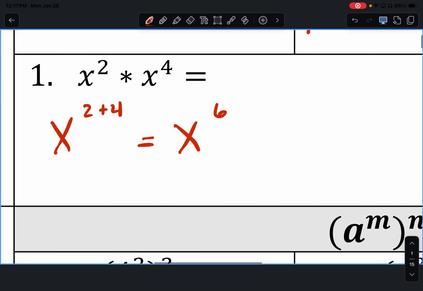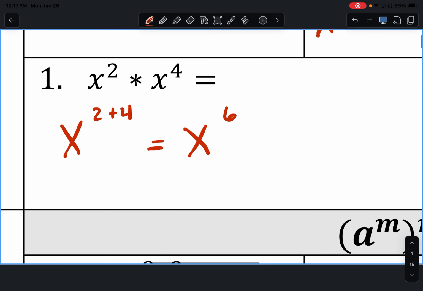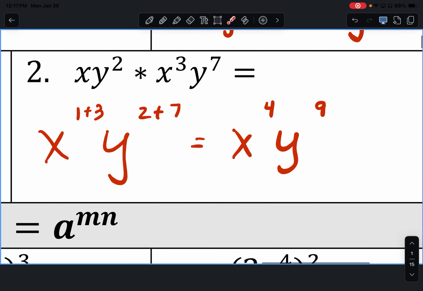All right, what did y'all get for number 1? X to the 6th. So we would do 2 plus 4, which gives us 6. So we get x to the 6th. All right, what did y'all get for number 2? Yep, x to the 4th, y to the 9th.